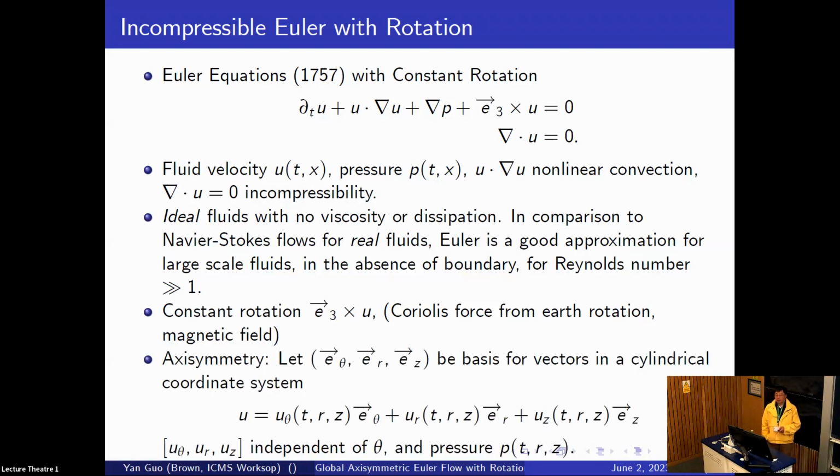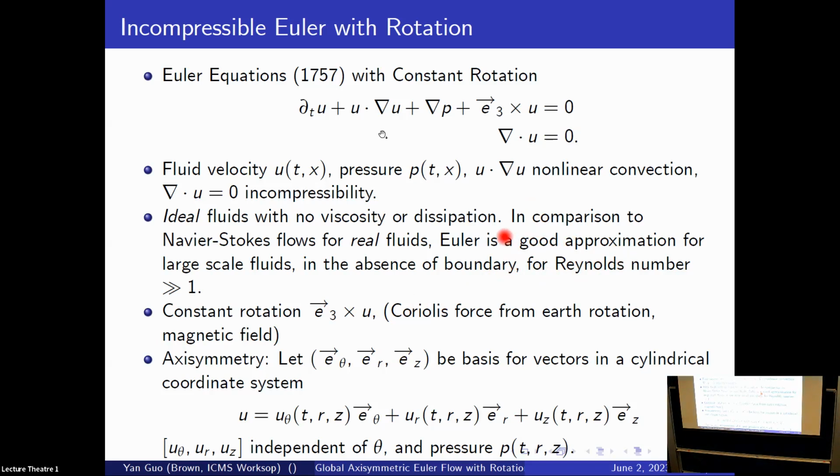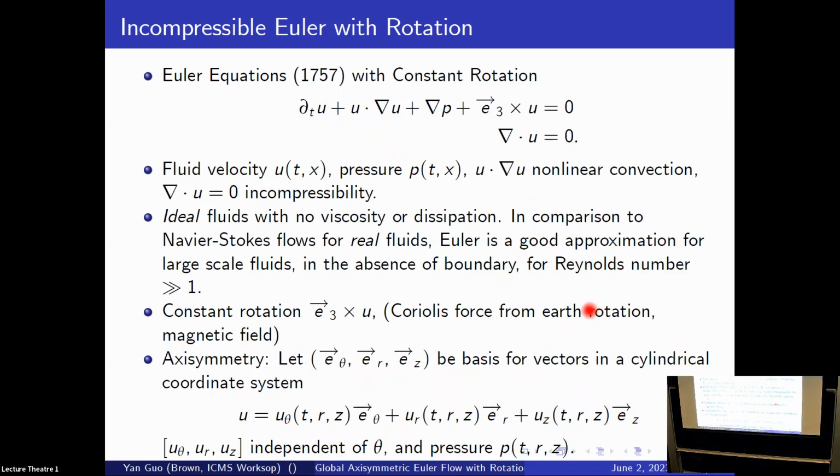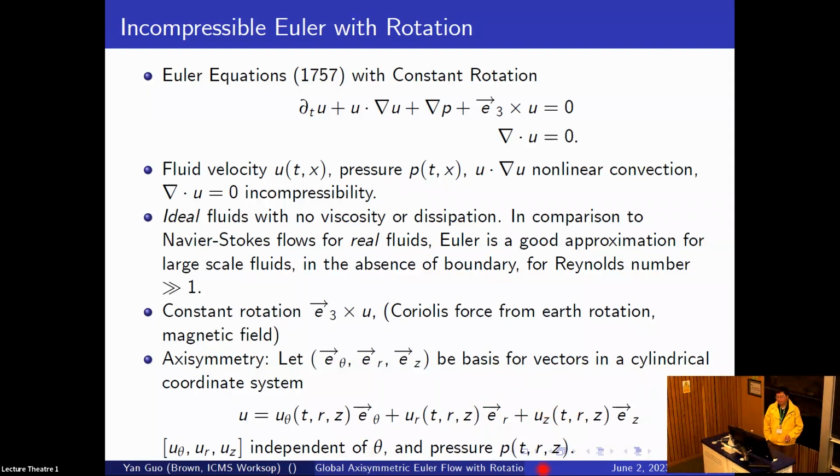So we're looking for solutions with axisymmetry. The definition of that is: let's assume that E theta, E_r, E_z are the basis vectors in the cylindrical coordinate system. Now I can represent this velocity field in terms of those vectors, and we have correspondingly U theta, U_r, and U_z in front of those bases. We say a solution is axially symmetric if those components do not depend on the theta variable. Similarly, we require that the pressure only depends on t, r, and z as well. So it's very easy to see that this forms a closed system of PDE. So we're looking for a solution with this symmetry.